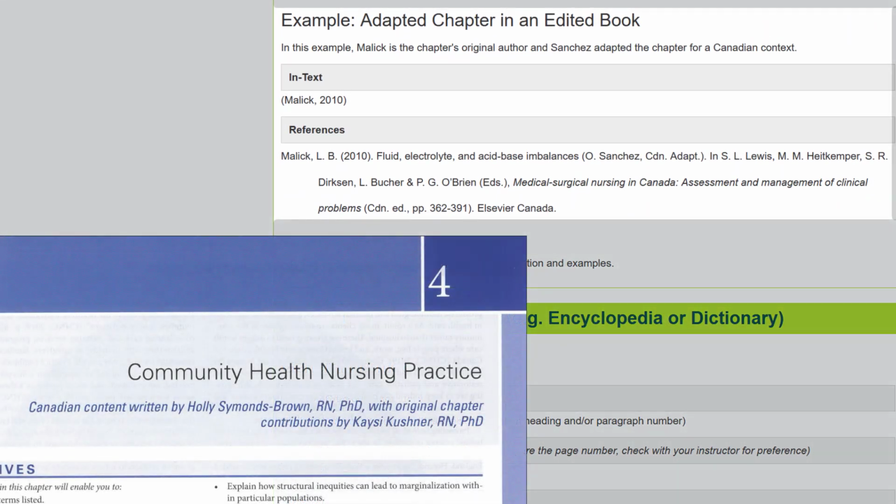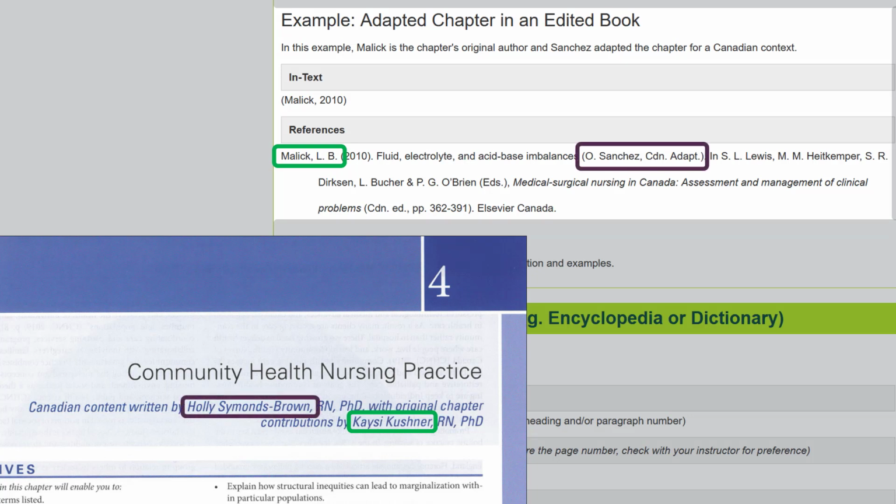Some textbooks will also have chapter adapters. This is when each chapter has an original author, and then also the person who adapted that chapter into a Canadian context. In this case, the chapter author, the person who actually wrote the chapter, goes first in the reference list entry. The chapter adapter will go after the title of the chapter, along with an abbreviation about their role as an adapter.